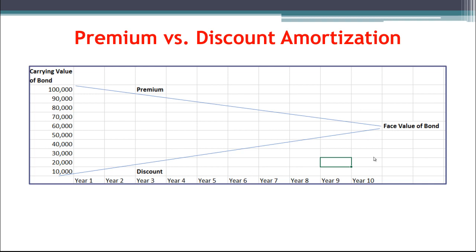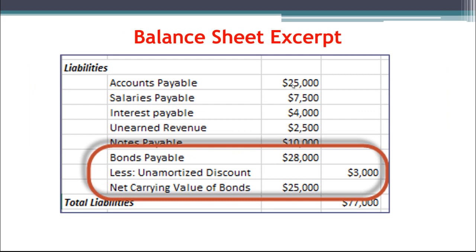Now, the method we're going to talk about most in this course is called the straight line method, which means that every single year it's the exact same amount of premium or discount that's being amortized. We talked about how this would look on the balance sheet as well. This is the same example from earlier.